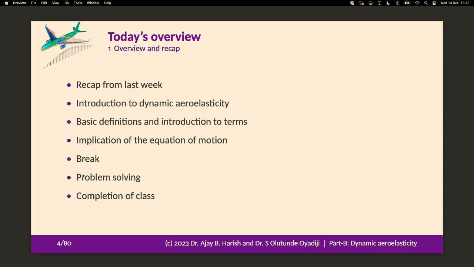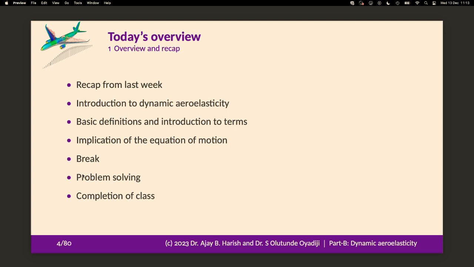I'm more than happy to answer questions, but we'll try to understand what these equations of motion mean, and make a critical analysis of it, right? So if you are given a system tomorrow as a designer, how do you understand if flutter would happen in the system?